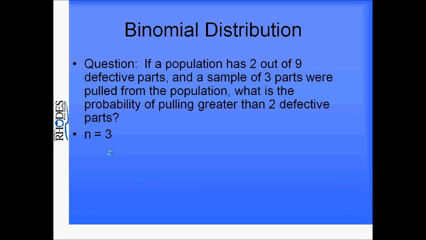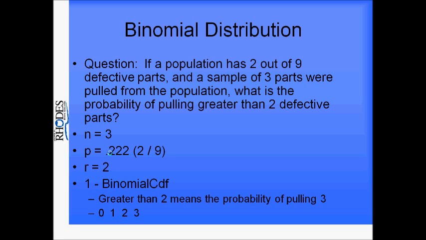Same thing. N of 3. P of 2 out of 9. Now we're talking about greater than 2. Oh, now they're getting tricky on us. Now it's not a less than anymore. So I'm going to tell you R is going to be 2, but it's going to be a little bit different. Notice the formula. Instead of binomial CDF, it's going to be 1 minus binomial CDF of 3, 2 out of 9, and 2. Now how did I get that? Well, greater than 2 means the probability of pulling 3.